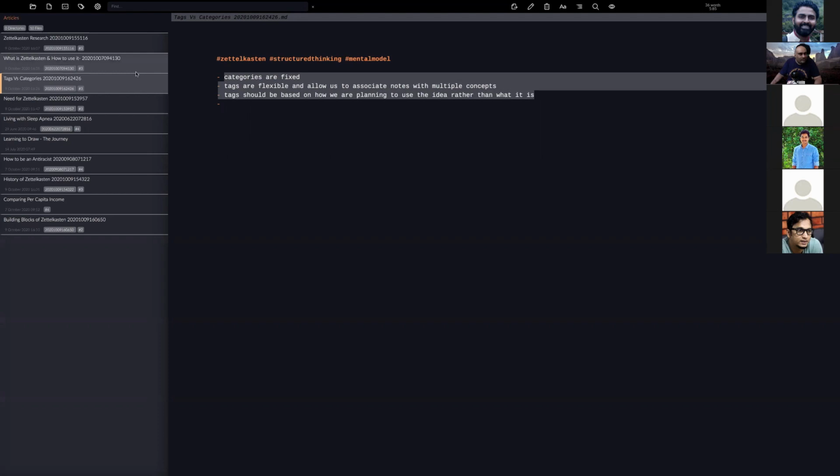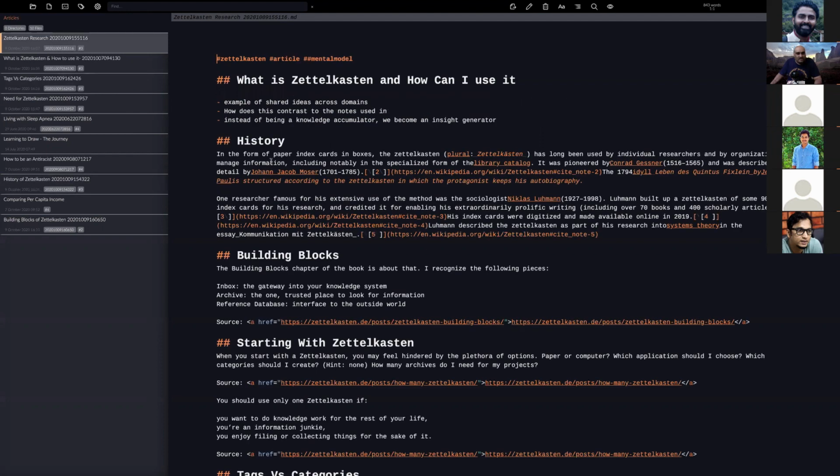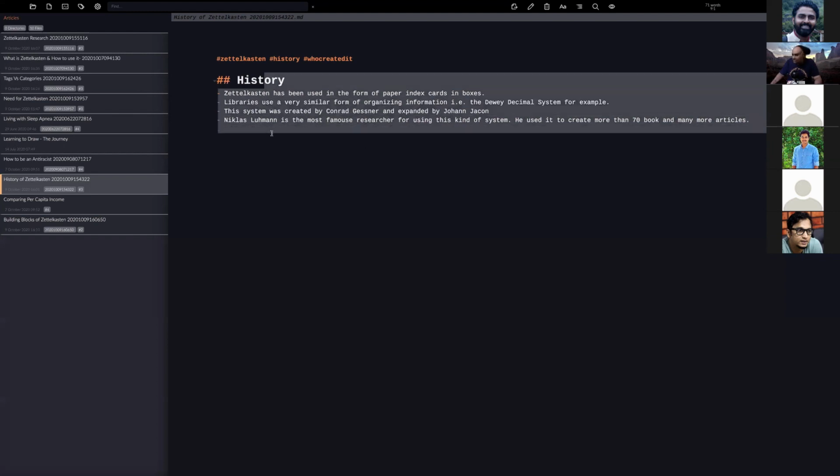Then what else is there? Yeah, history of Zettelkasten. And if you look at the research, there's so much stuff. For me, for my history, I just wanted these things. Zettelkasten has been in the form of paper index cards in boxes. Libraries use a similar form of organizing information. Who created this and who made it famous? These are all my permanent notes.